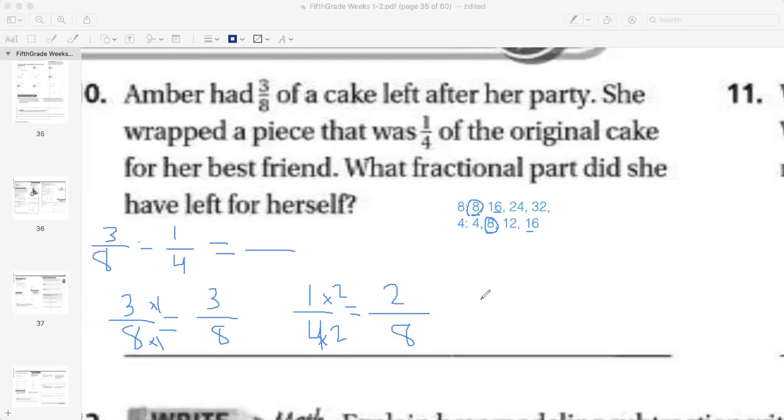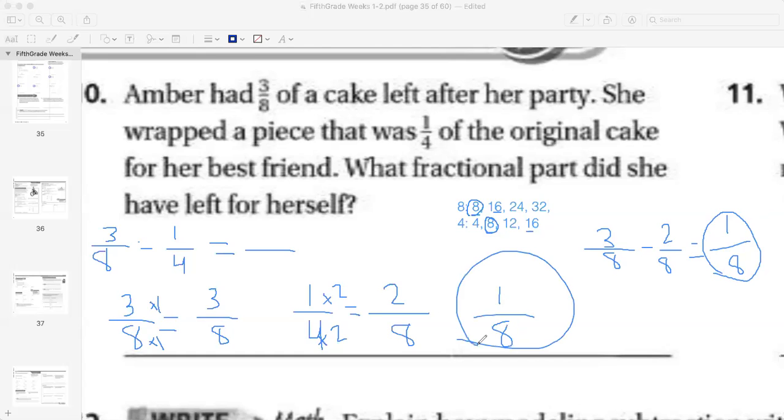So now I just need to make sure I rewrite it in the same order. So it was 3/8 first. So 3/8. And from that, I'm taking away my 1/4, which was 2/8. And when I subtract, my denominator is going to stay 8s because I'm working with all 8s. And if I take 2/8 from 3/8, that leaves me with 1/8 of the cake left. So that would be 1/8 as a final answer for this story problem. So I'll get that written down.